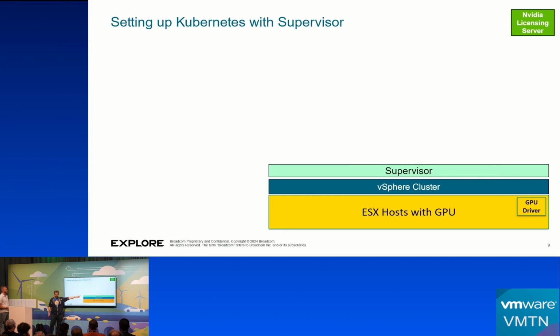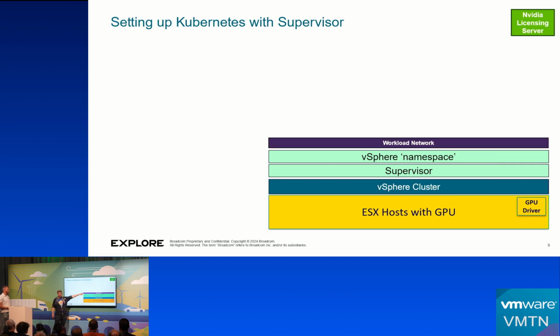We enable the supervisor. I'm not going to go into details about how that happens, but there's a wizard, basically. We create something called a vSphere namespace, which is a way to group the clusters we build. It's basically a resource pool with a bunch of extra stuff added on to make managing Kubernetes easier. We associate it with a network. This is where those VMs will go into, right, the nodes.